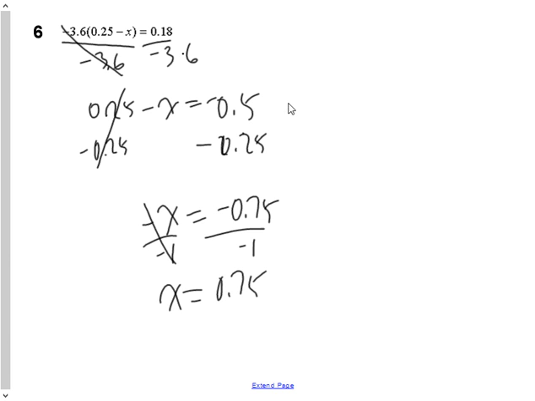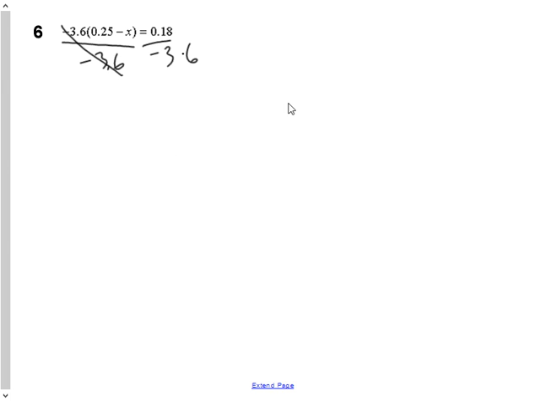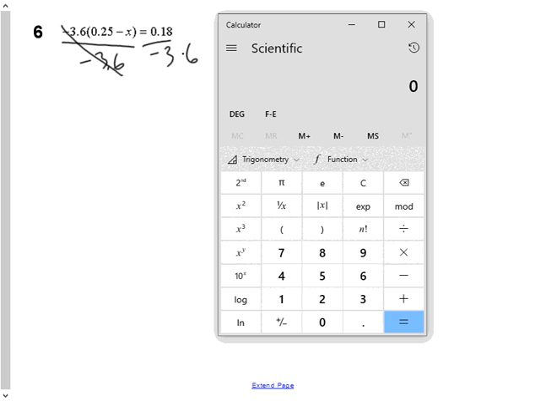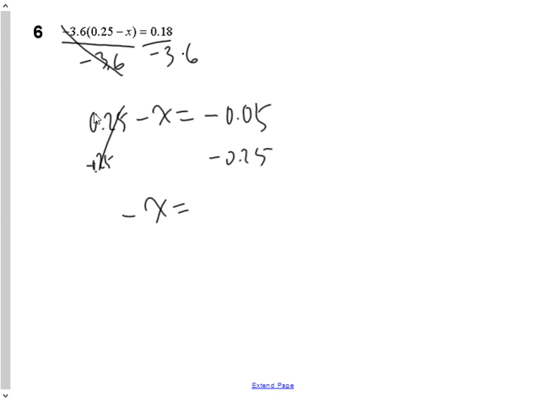Oops, I made a mistake. Let's go back in time. So apparently I made the mistake again. 0.18 divided by 3.6 is 0.05 instead. So 0.25 minus x equals negative 0.05. Subtract this from both sides. Negative x equals negative 0.3. And then x will equal a positive 0.3. If you want to do this again, you can.